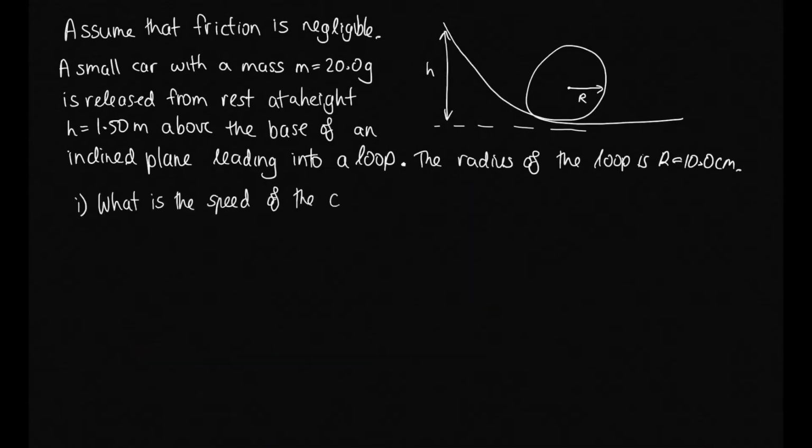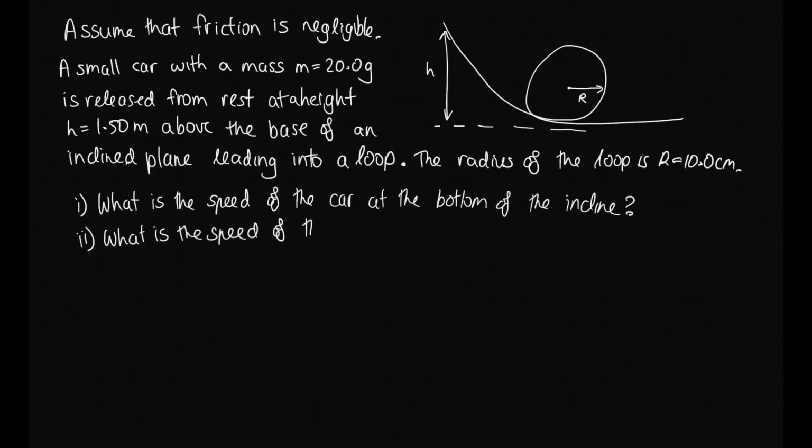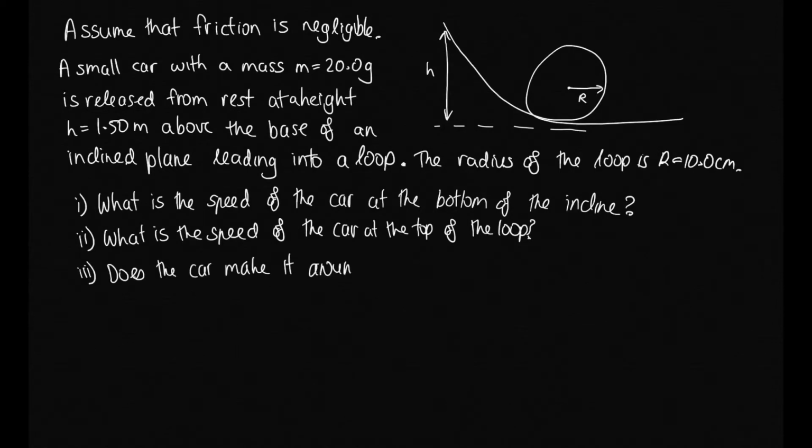So part 1, what is the speed of the car at the bottom of the incline? Part 2, what is the speed of the car at the top of the loop? Part 3, does the car make it around the loop? Okay, so we'll start with answering part 1.